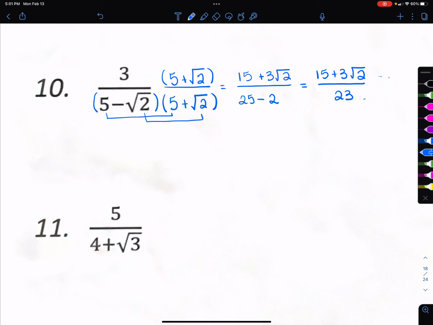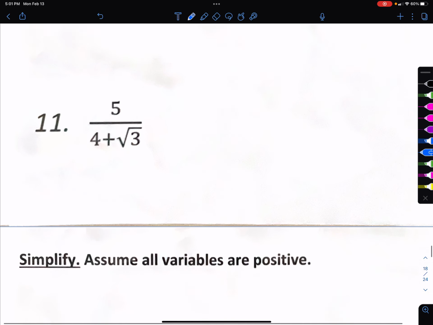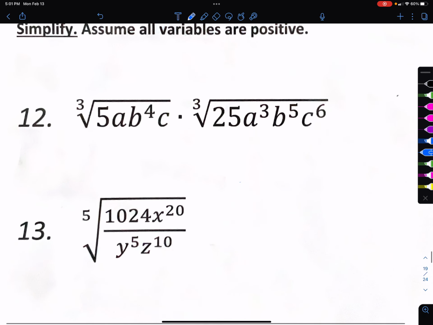All right, and I'm going to leave number 11 for you to try on your own and then check that one. Last ones I'm going to look for are number 12 and 13. We are going to simplify, assume that all variables are positive. So we won't have to worry about any plus or minus on these ones. We're just going to assume everything here is positive. Okay? All right, number 12.